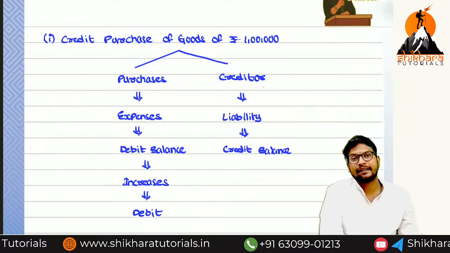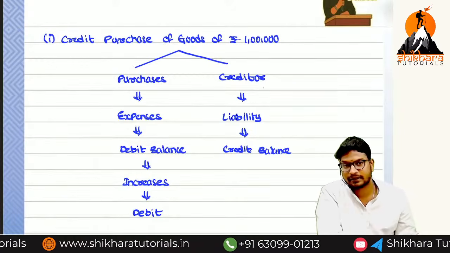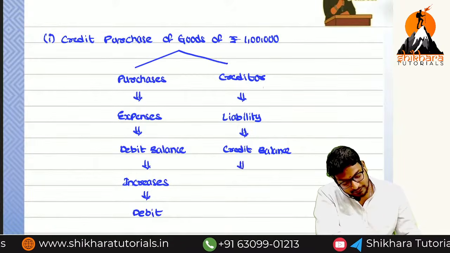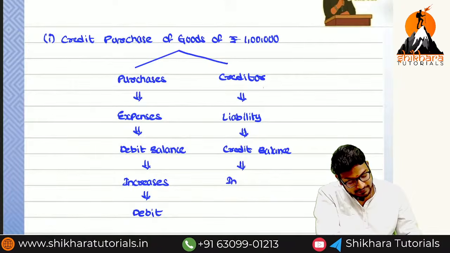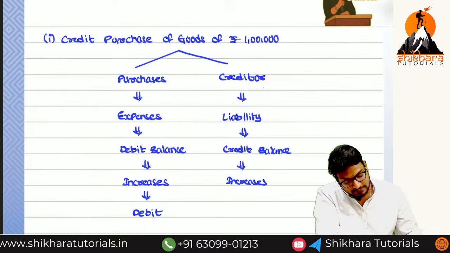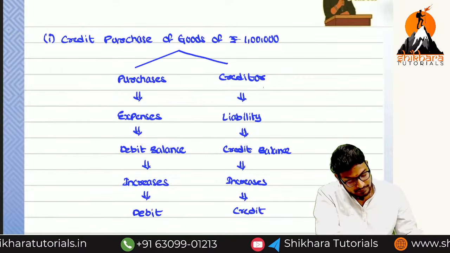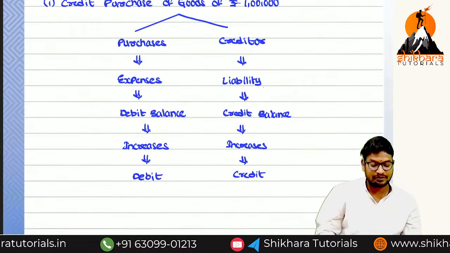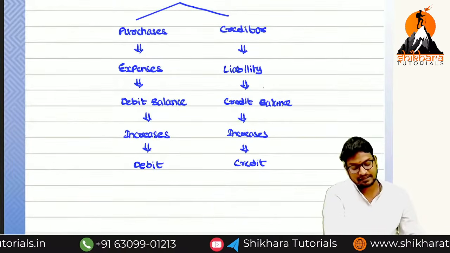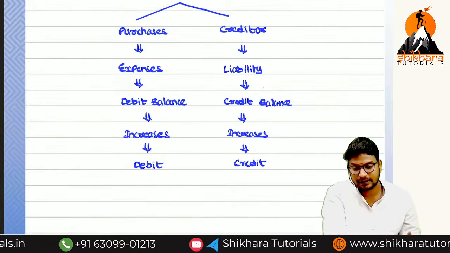Is the liability created, or are we repaying the liability? Created. So liability created means increases or decreases? Increases. So what do we need to do? Credit. So what is the journal entry that will come into the picture? Nothing but purchases account debited to creditor account.